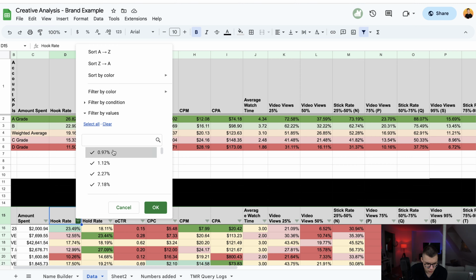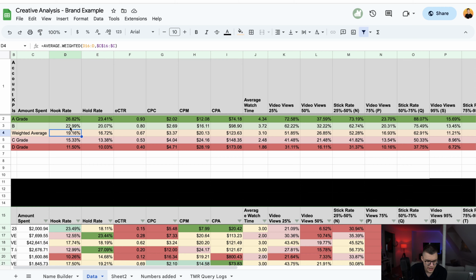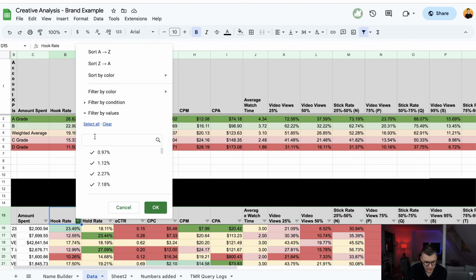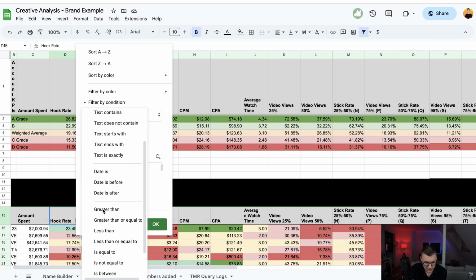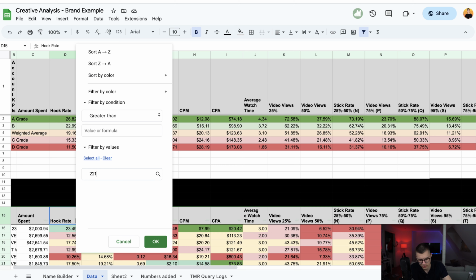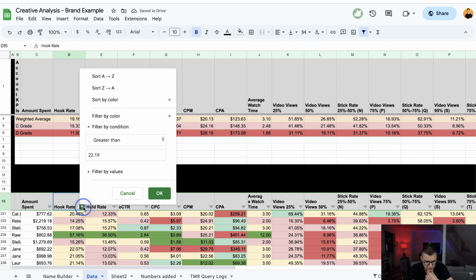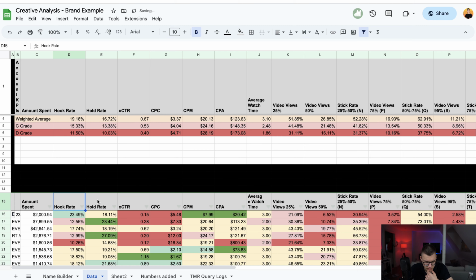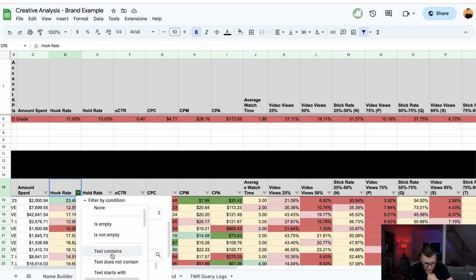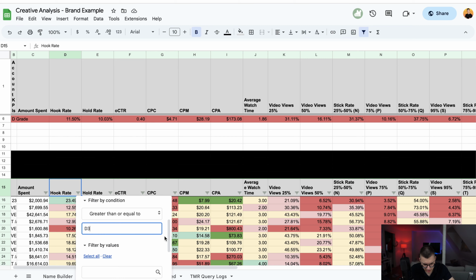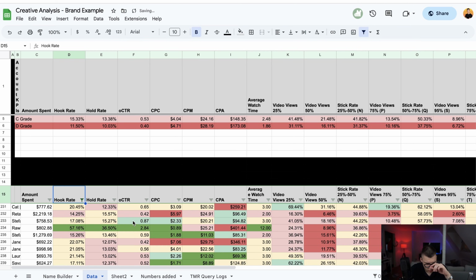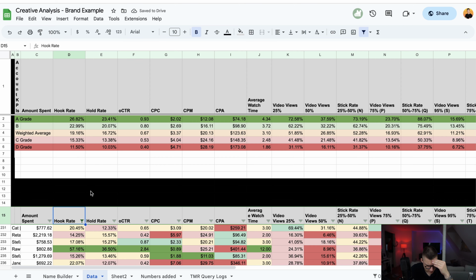So let's start with the hook rate. Our account average is 19.16%, and we want an ad which has a hook rate that is better than 22.99%. So what we're going to enter here is filter by condition and greater than, and I'm going to enter 22.19. If you now hit enter, we should, at least in theory, see it. I don't know why it's not working. What we can do is filter by condition and then greater than or equal to D3. If we now hit OK, we should just get the ads with a hook rate that performs better than average.